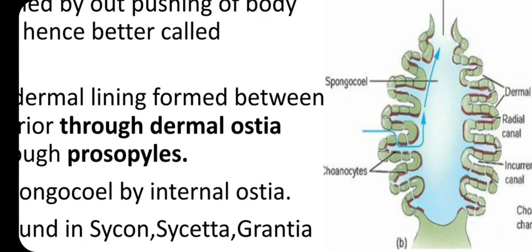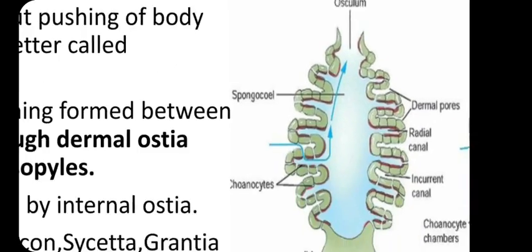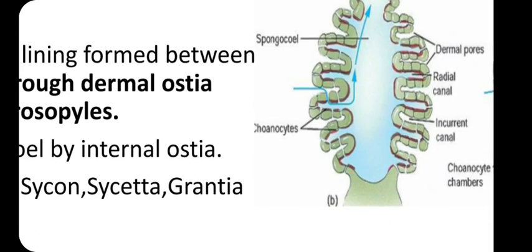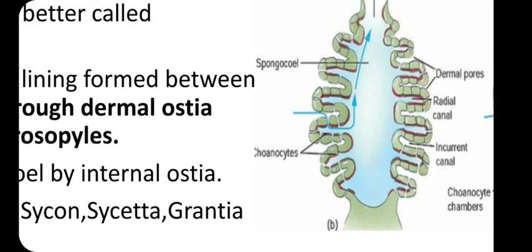Yes, this is much easier to understand. Again, alternative one anyway. Here you can see the direction also. So here you see the dermal ostia. This opening is the dermal ostia. Water enters this incurrent canal, and from here you can see the passages. They are called prosopyles, and they come to the radial canal.